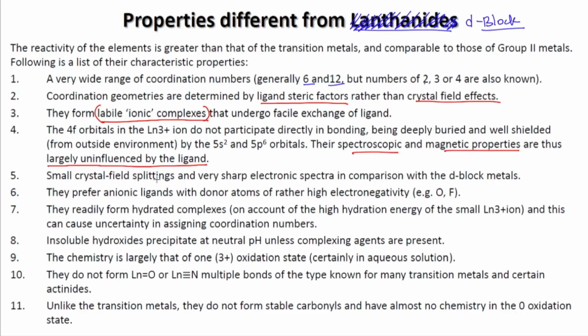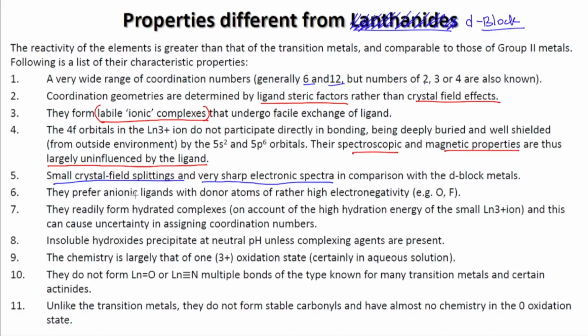Small crystal field splittings and very sharp electronic spectra are observed in comparison with the D block elements. So in F block elements, you see that you have small crystal field splitting. The reason is again the same, which we have discussed in the previous point, and they have very sharp electronic spectra, whereas in the D block elements we have high crystal field splitting and broad electronic spectra. So that's the major difference between both of them.